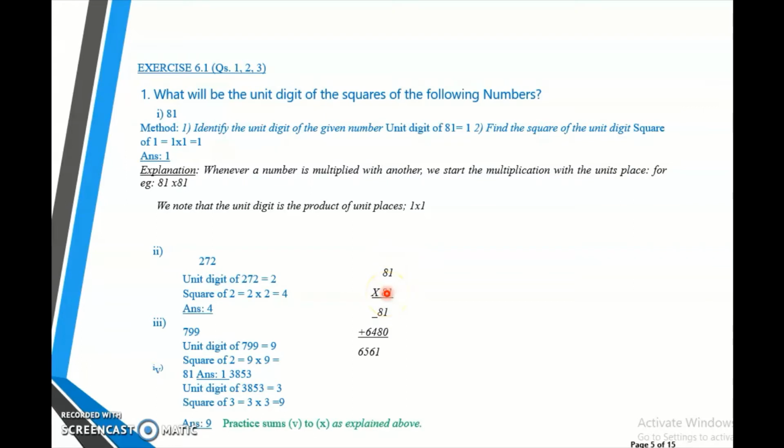I shall explain. Here the units place of 81 is 1. You have to square 1. That is 1 into 1 is 1. So the answer to this question is 1.